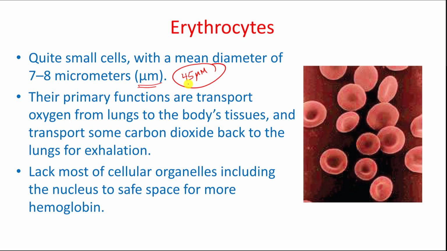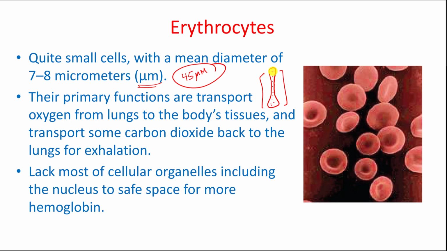They have a biconcave shape, which means they are flat and thin in the center like this, and that allows more space to carry more hemoglobin, to carry more oxygen within them. Also, they are flexible, so they can squeeze themselves into very small blood capillaries, and therefore help in gas exchange.